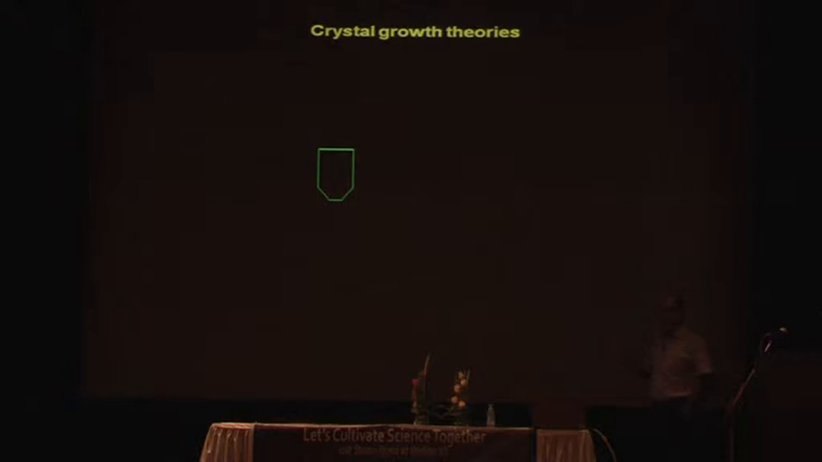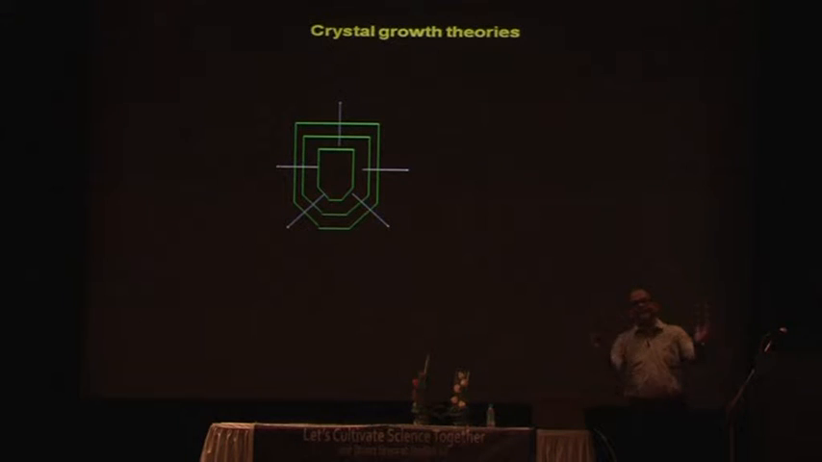So this is shown in this schematic animation. Suppose this is a crystal, it grows. Another layer comes. It retains its shape because all the planes are growing at the same rate. So at the end of the day, you get the same shape.